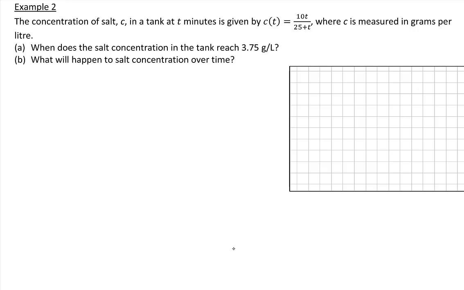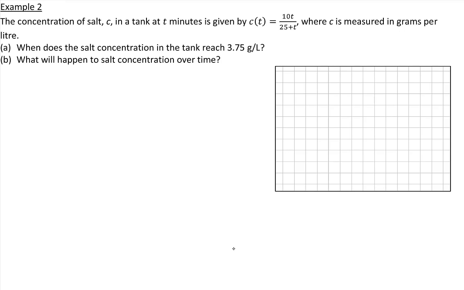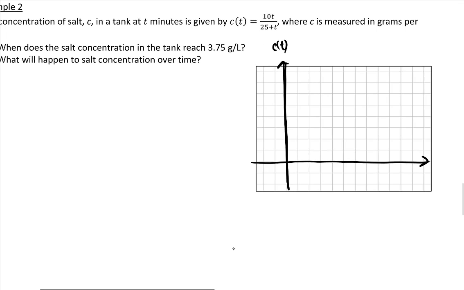Alright, so let's look at a word problem. So the concentration of salt in a tank is given by the following formula. C(t) = 10t/(25 + t), where C is measured in grams per liter. When does the salt concentration in the tank reach 3.75 grams per liter? As practice, let's see if we can graph this function.